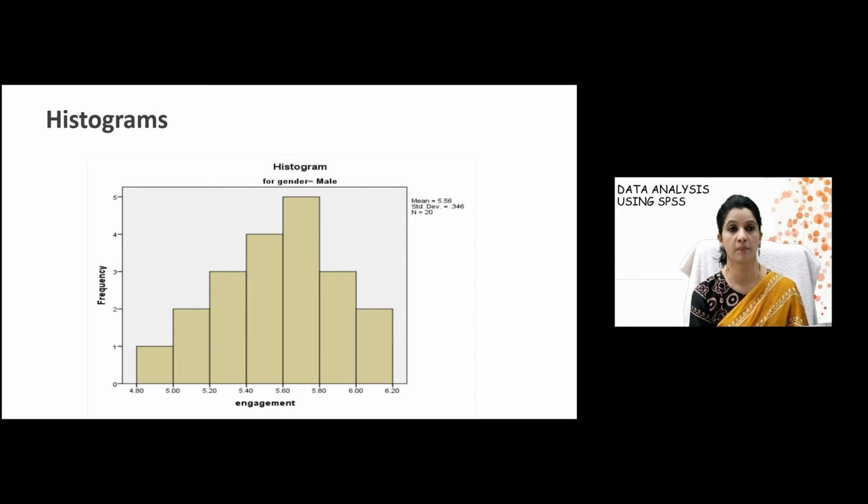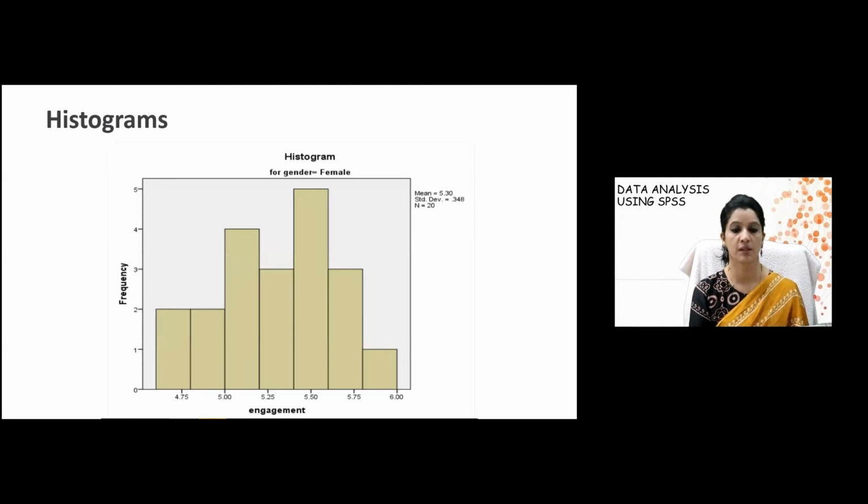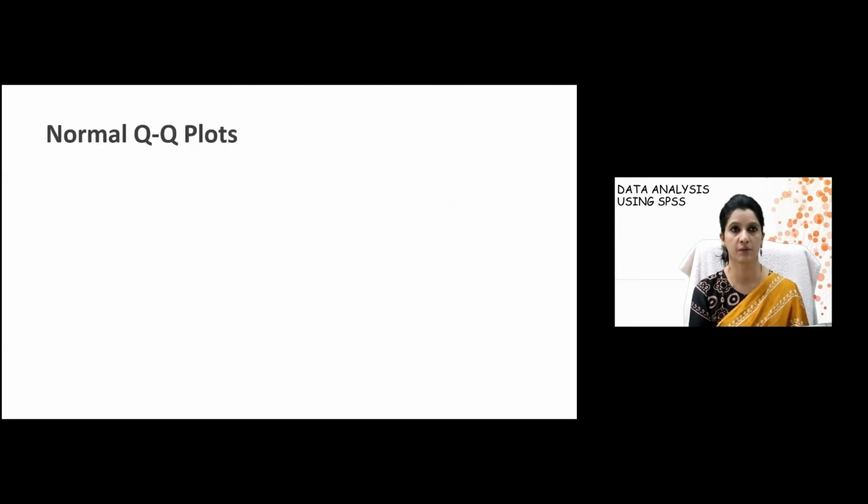The histogram, as we all know, is for continuous data, and you can see here a histogram for gender male. The mean is 5.5, whereas the standard deviation is 0.346. The sample size is 20. Ideally for 20, we should have done the Shapiro-Wilk test, but just to show you, I'm showing you this histogram. This is again one histogram.